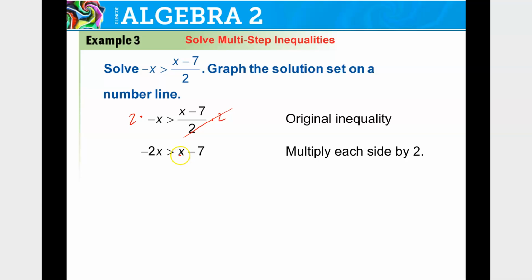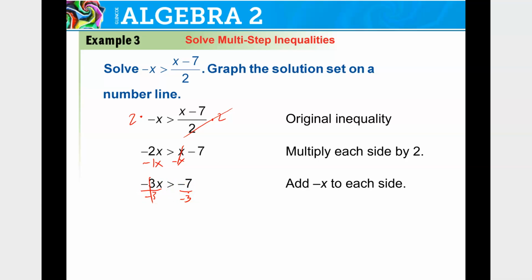Now we want both x's on the same side, so we want to take away this x here on the right side. To do that, we want to subtract x on both sides, the same thing as subtracting 1x. These cross out, and we would get negative 3x greater than negative 7. To finish this off, we want to now divide by negative 3.